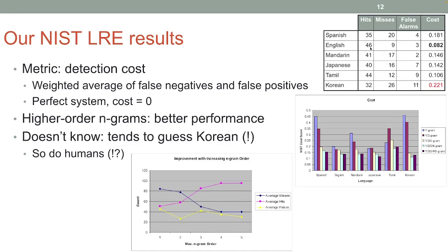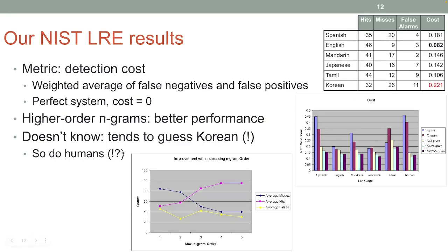So you can see in English, we got 46 hits correct, 9 misses, and 3 false alarms. That is, I thought it was English, but it wasn't. With a total cost of 0.082. That's the lowest one. The highest cost language was Korean, with a cost of 0.221 there. And for whatever reason, if it wasn't sure, it would guess Korean.